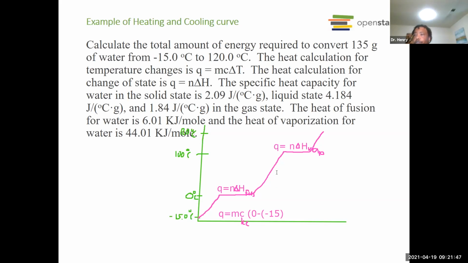Then we know that this one is going to be Q is equal to MC, liquid. And then we're going from 0 degrees to 100 degrees. So it's 100 minus 0.